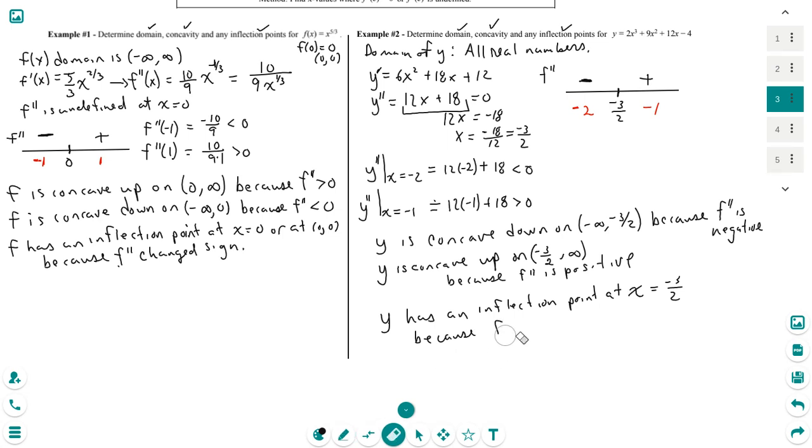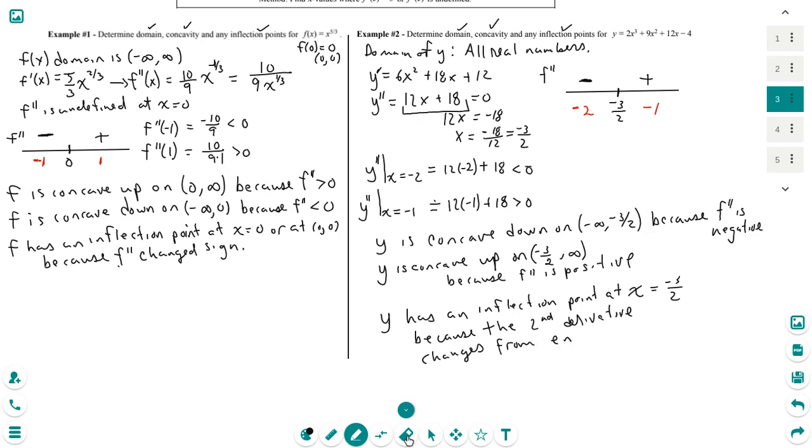Because the second derivative changes from negative to positive. Just changing up how I might say it, here's how they might say it: from negative to positive. That would be acceptable as well, just to write the signs there. Okay.